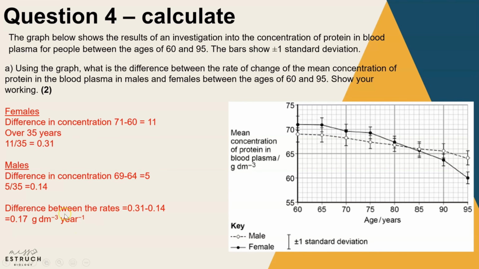And one thing, when you're working out the units, just think about what did you do to your answer, and that's what you do to your units. And what I mean by that is we did the y-axis divided by the x-axis. So that's what we need to do for our units. Grams per decimeter cubed divided by years, which you could just do the division symbol and write year there. But year to the -1 means per year. So it means the same thing.